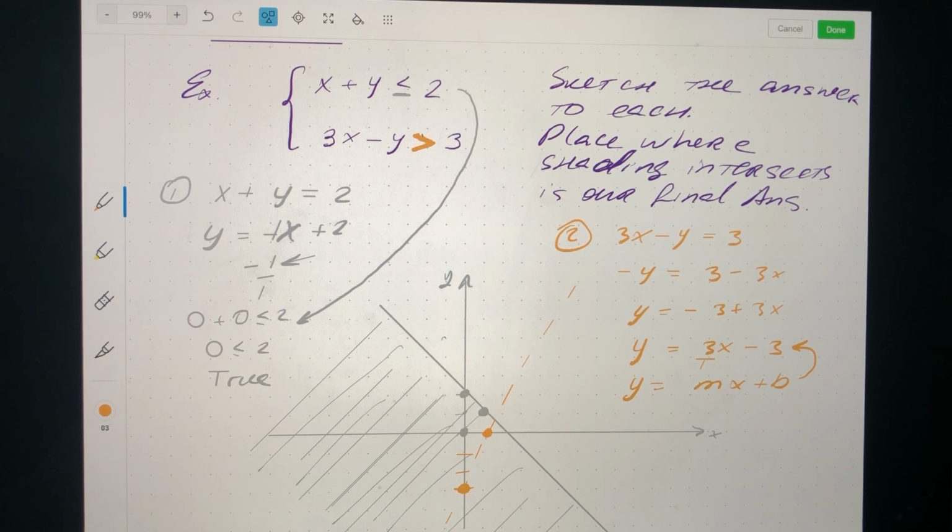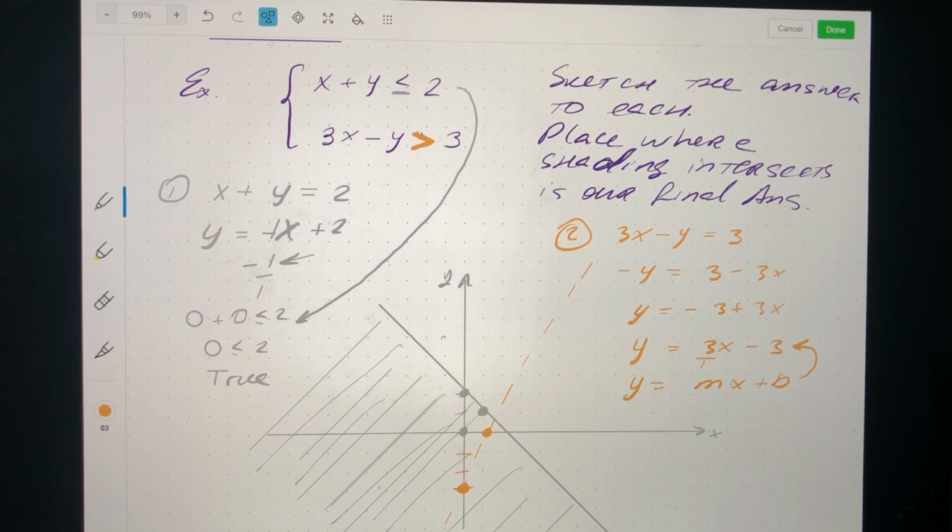This line also did not happen to go through 0, 0, so once again I can reuse this point and test it to see if it's true or false. Now once I plug in 0 for the x, so here's my original equation, 3x minus y is greater than 3. I put in 0 for the x, I put in 0 for the y, which means 0 is bigger than 3. Is that true or false? Now that's false.